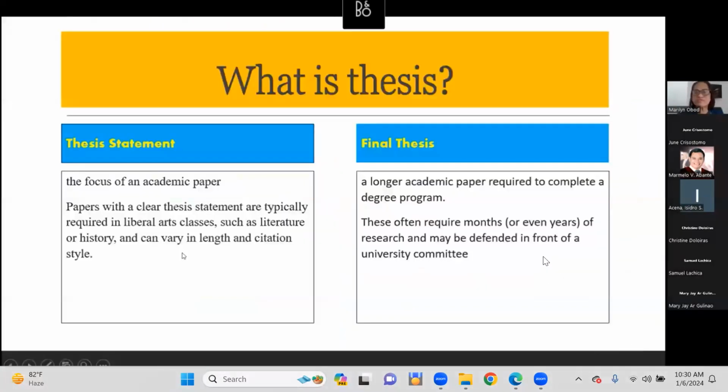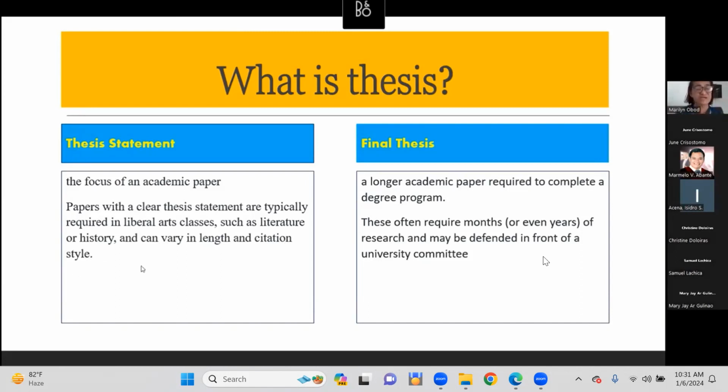So in this seminar, we always hear the word thesis, but we have to be aware that there is also what you call thesis statement and final thesis. So what you will be doing is the final thesis. To see the difference, when you say thesis statement, it is the focus of an academic paper. It's more on writing. Papers with a clear thesis statement are typically required in liberal arts classes such as literature and history, and can vary in length and citation style.